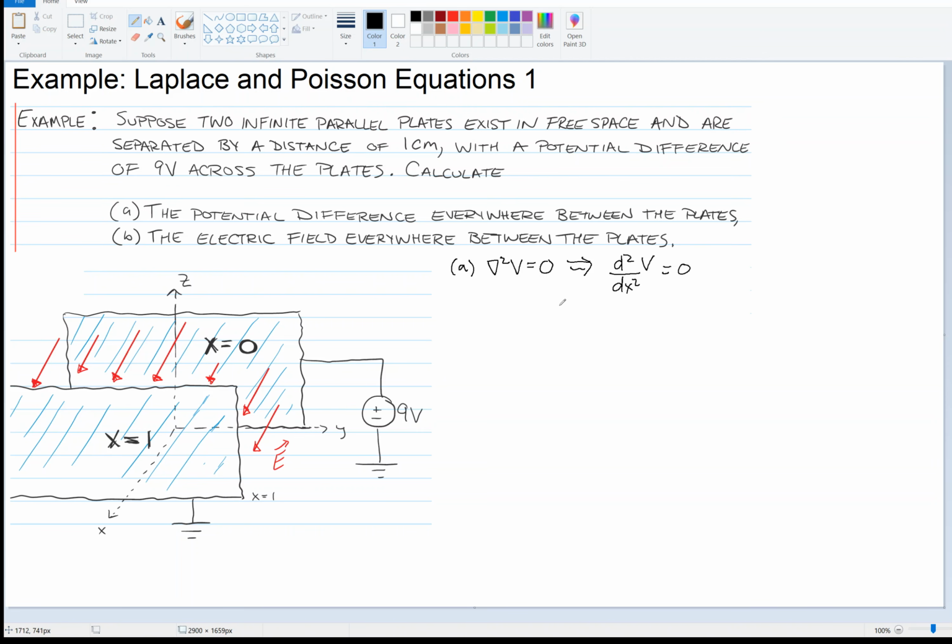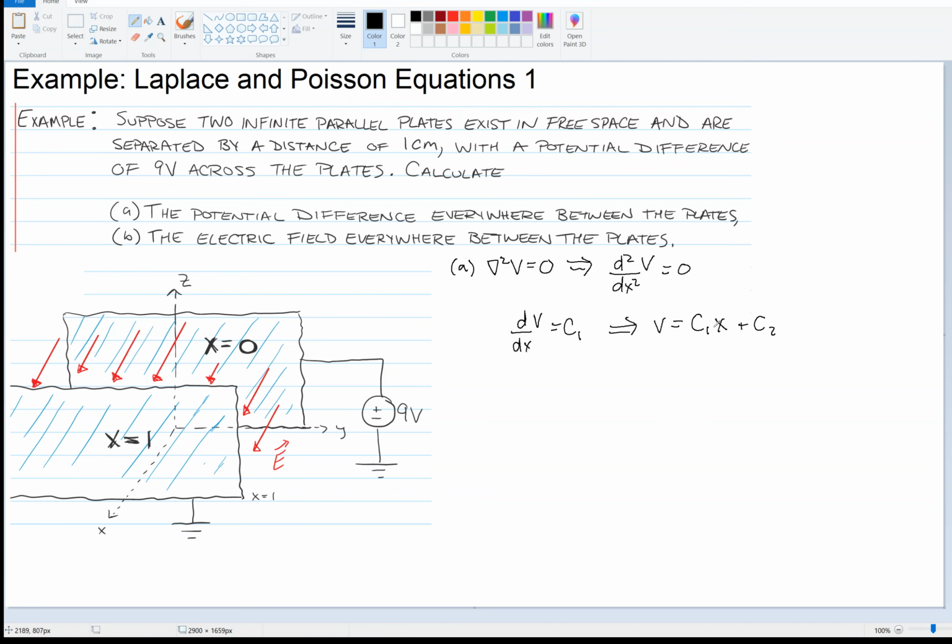Okay, so now we integrate once. We have the second derivative of v is 0, so that must mean that the first derivative of v is a constant. I'm going to call it constant c1, right? Because then you take the derivative again, you get 0. Then when you integrate twice, well, this is saying that the derivative is a constant, so when you integrate twice, then you get this.